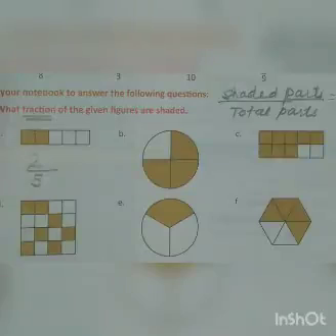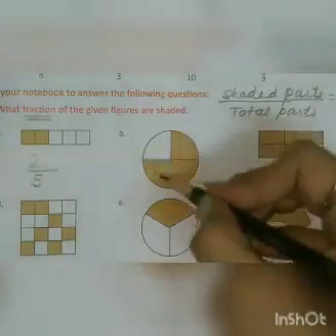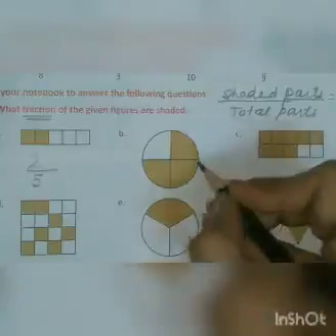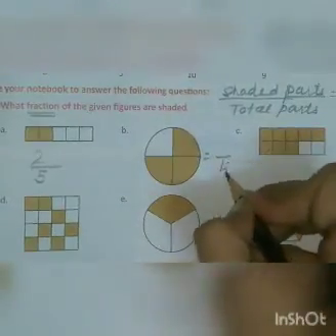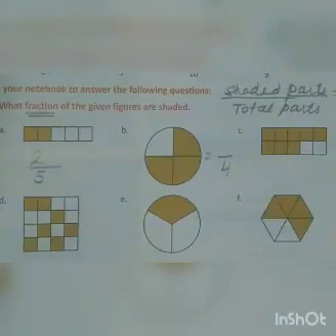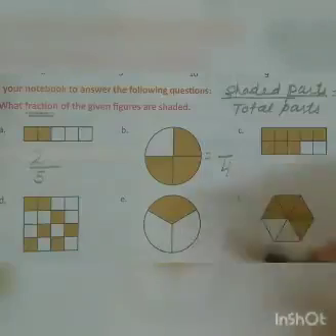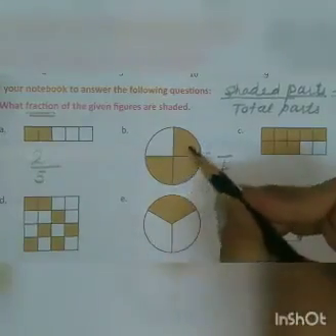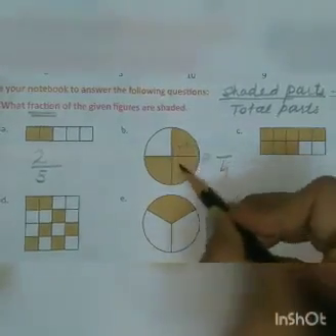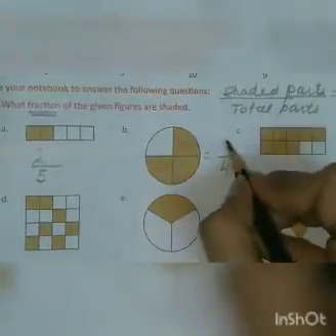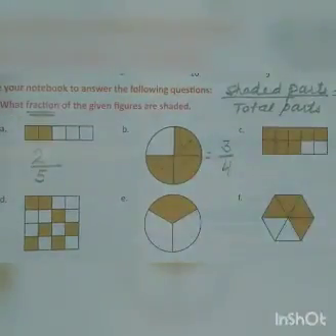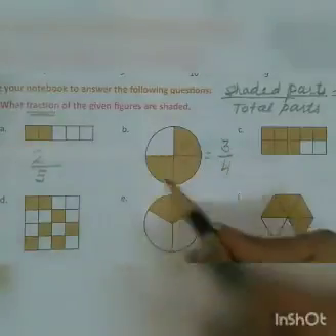Clear? In part B, first calculate the number of equal parts into which the whole is divided. The whole figure is divided into 4 equal parts. So at the denominator we will write 4. And to find the numerator, calculate the shaded parts. The shaded parts are 3. So 3 is written as the numerator. So the fraction is 3 upon 4.